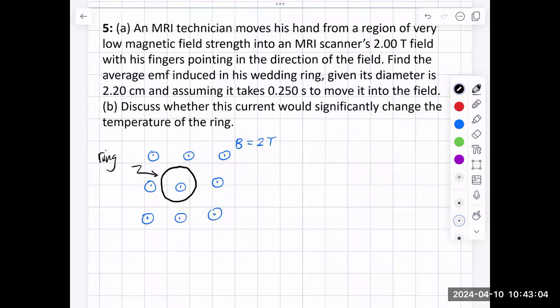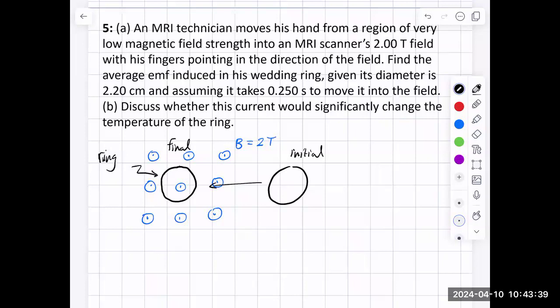And what we're going to imagine is that initially the ring was outside this field. And then it's moved into the field so that at its final position, we're sitting inside this 2 Tesla field. It said the finger is in the direction of the magnetic field. So if this was on a finger, the finger would be pointing out towards us. And that means the plane of the loop of the ring is perpendicular to the magnetic field.